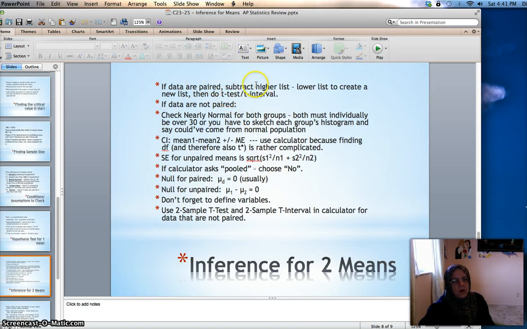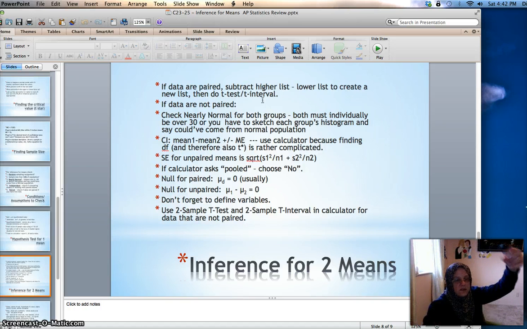Now if you have two means instead of one, you need to find out if your data are paired. If they are, you would subtract the higher list minus the lower list to create a new list, and then do the exact same thing you did before. Just do t-test or t-interval. And by paired, we mean that you could not, say, reorder the data in one of the lists and have it still make sense, right?